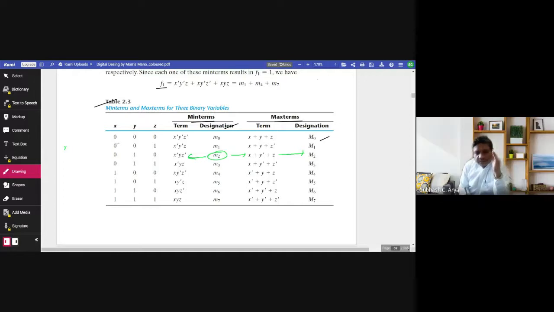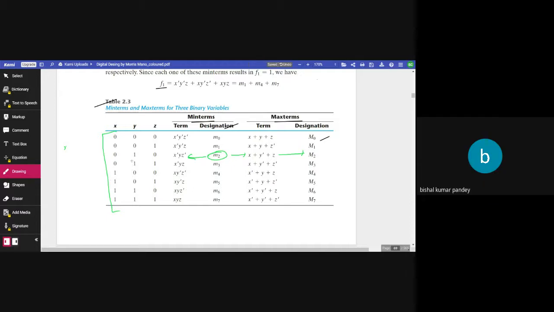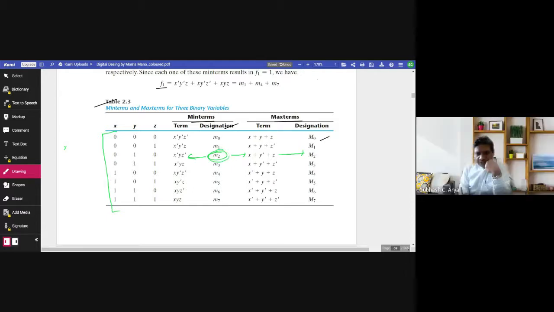What are you talking about? I'm not able to tell. First, look at where you are talking about, out of these eight. For M2, M2 is okay. M2 is denoted as the minterm X bar Y Z bar, and this is coming from here. This is X bar Y Z bar, and the corresponding maxterm is X plus Y bar plus Z.